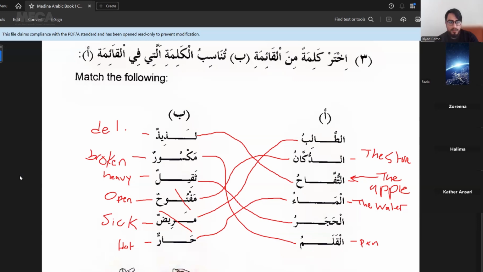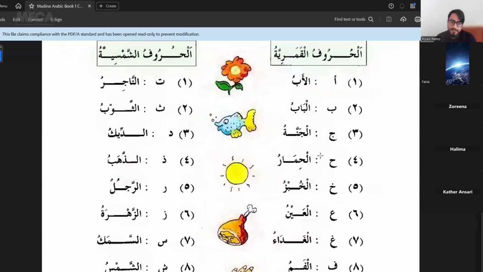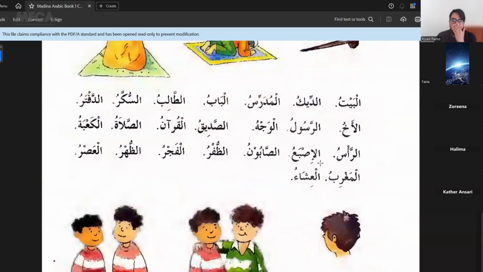Any questions before we move on? Now we're going to go to the other half of the chapter. Does anyone have any questions so far? We just got to go over those words and get more familiar with them. No problem. I know it takes time to memorize, but just keep reviewing every day and it'll become easy, inshallah.